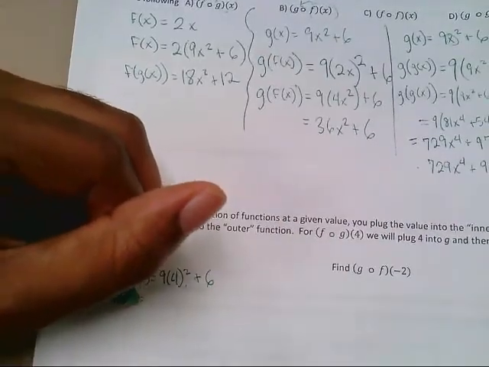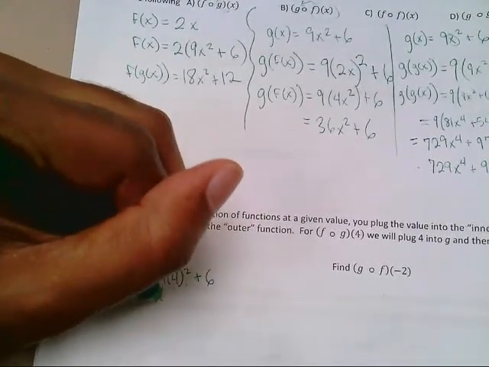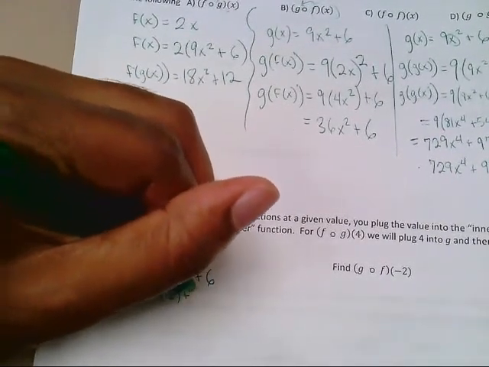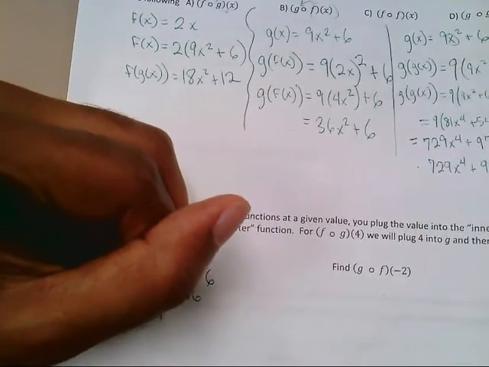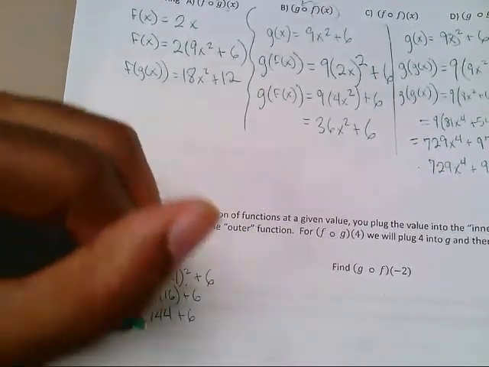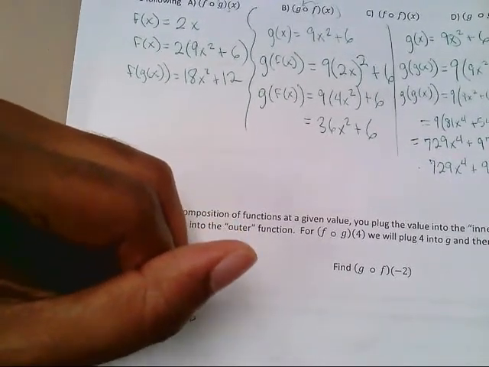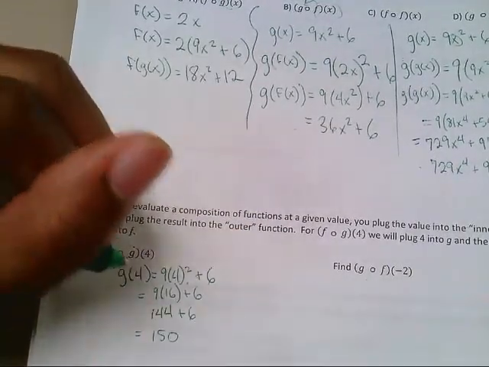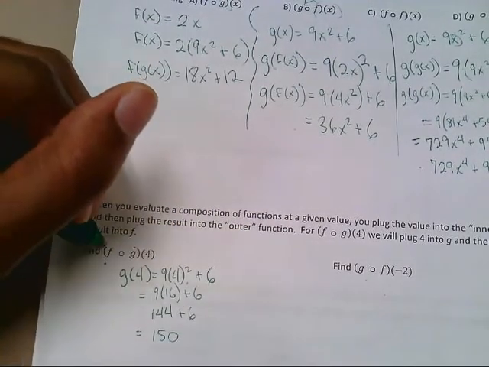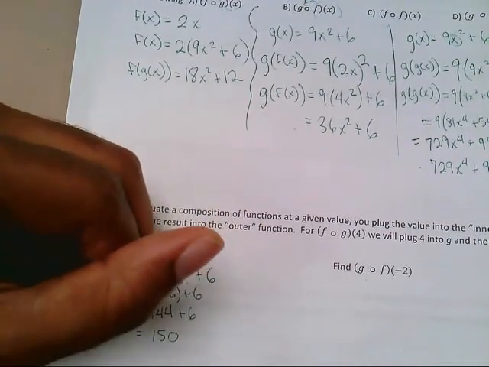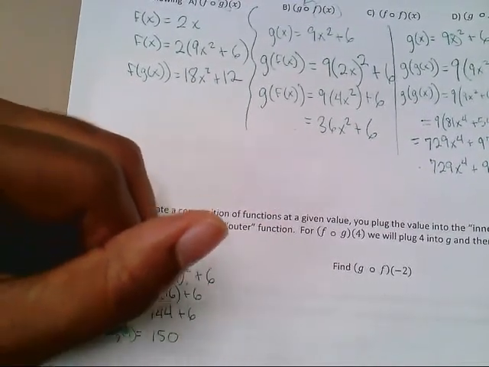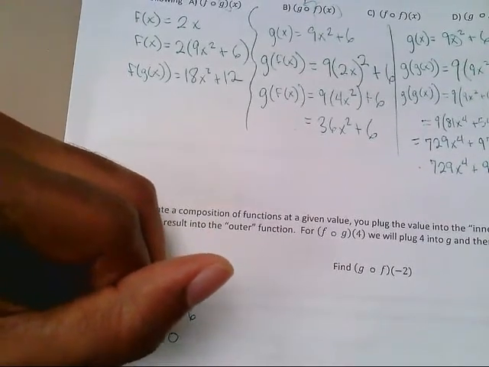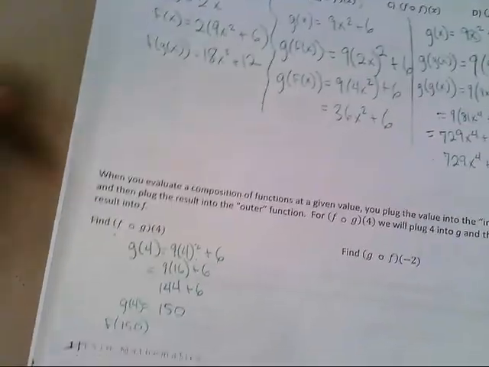So if we simplify this, we'll have 9 times 16 plus 6. 9 times 16 is 90 plus 54, so that's 144 plus 6, so this will be 150. And now we need to plug the 150 into the f function. So g of 4 is 150, and now we need to find f of g of 4, which is going to be f of 150.